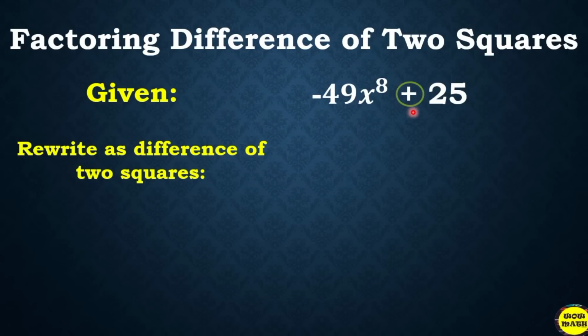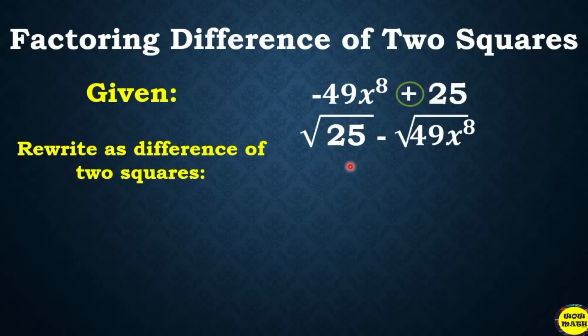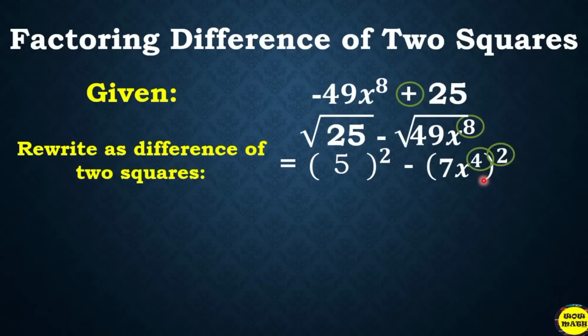So, pwede natin to i-rearrange. So, 25 minus 49x raised to 8. Okay? So, pwede mo siya i-rewrite. Okay. Now, kunin na natin ang square root nila. So, what is the square root of 25? That is 5. What is the square root of 49? That is 7. And then 8 divided by 2, that is 4. Pag check natin yan, 4 times 2, that is 8.